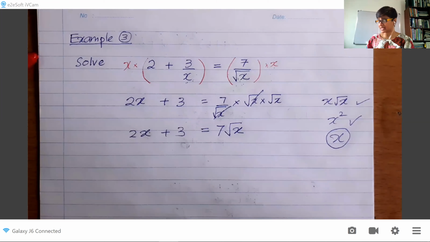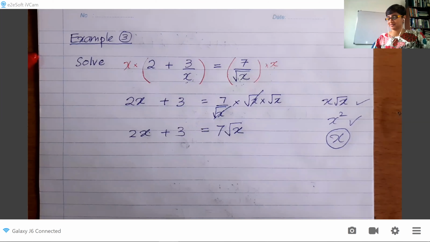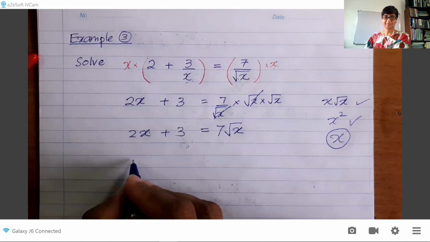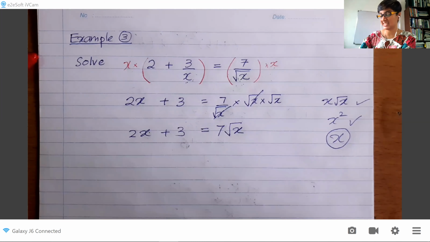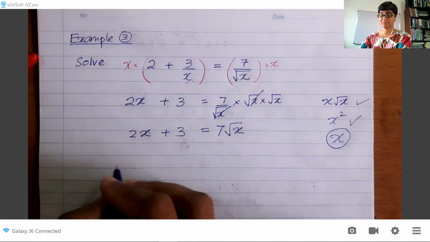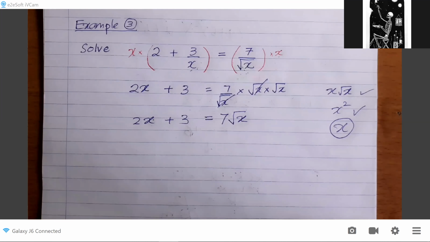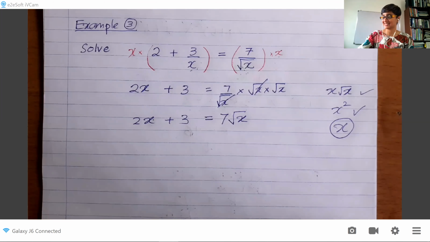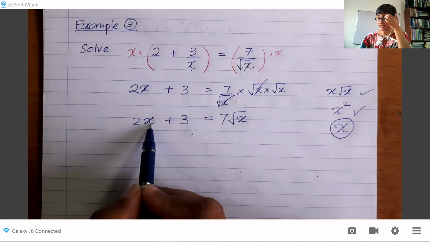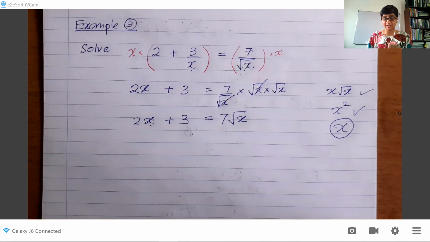Now, does it still look like a quadratic to you? Does anyone see a quadratic here? No, right? Not yet, but you can turn this into a quadratic. Does anyone see anything? 7 root x can be written as 7 times root x, squared. That's right. This x is actually root x times root x, so that is root x squared, right?